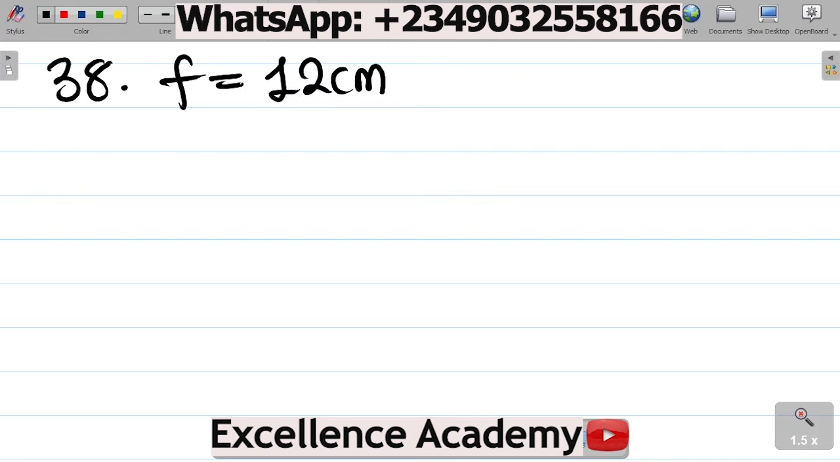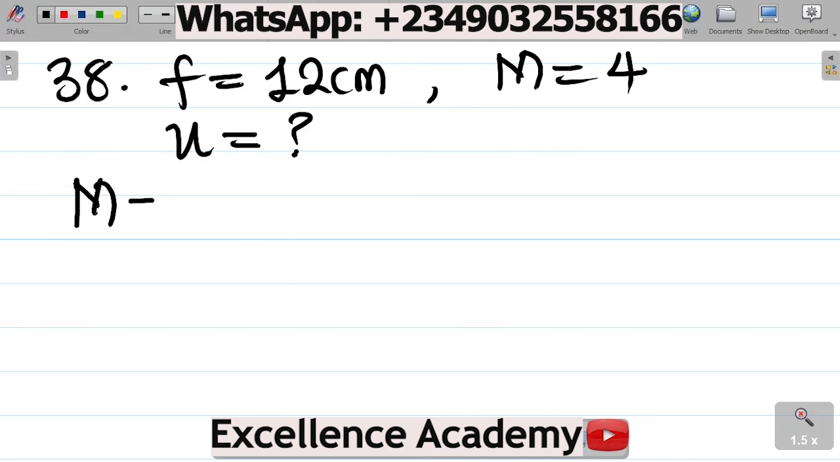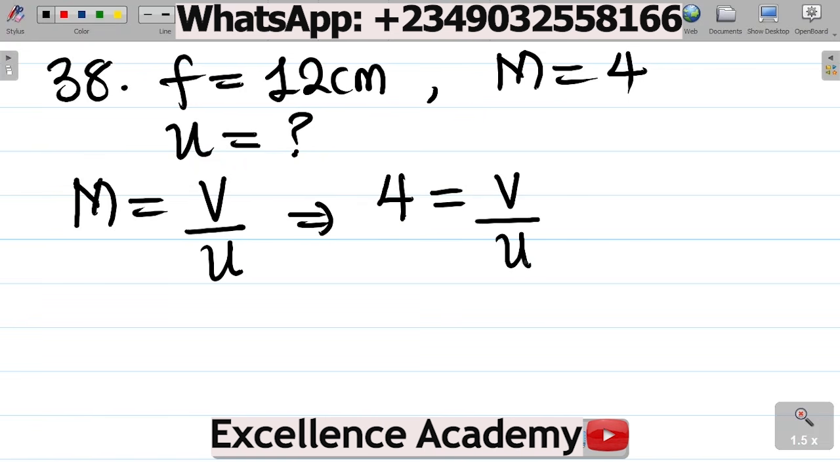So the focal length is 12 cm. They also give you magnification m as equal to 4, so 4 times the size. We are asked to find the object distance u, which is unknown. Now to solve this, the first thing you must remember is that the magnification m is equal to image distance over object distance. So we have that m, 4, is equal to v all over u.